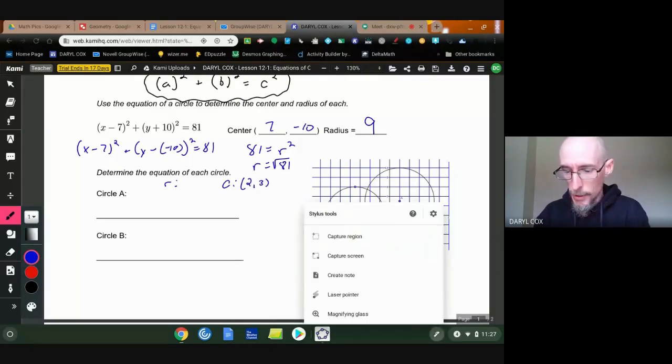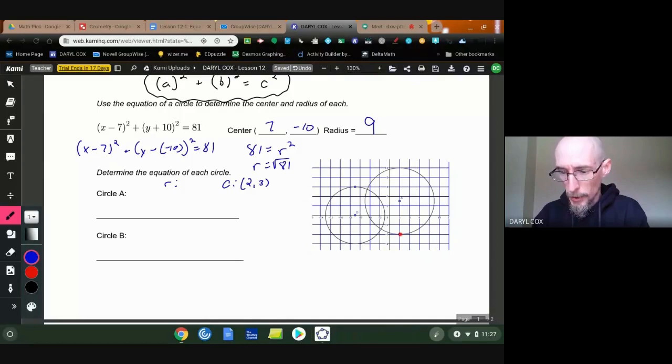To get the radius, I just need to count. There's a point they put down here, so I can count to that point: 1, 2, 3, 4, 5, 6, 7. Notice I'm counting each one, because my scale is 2. So that means my radius is 7.